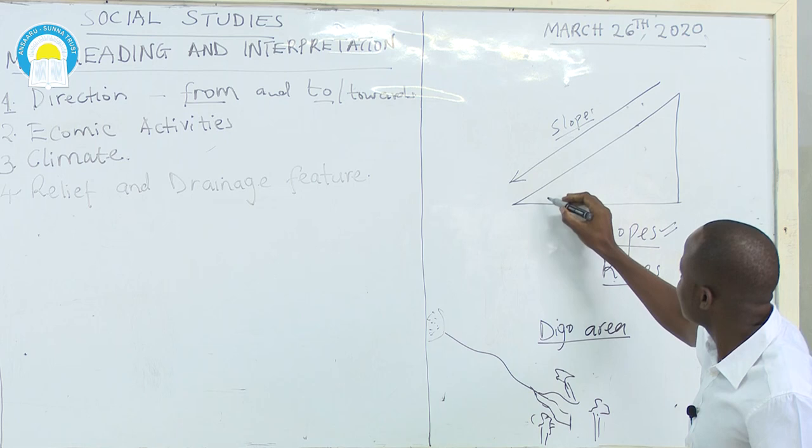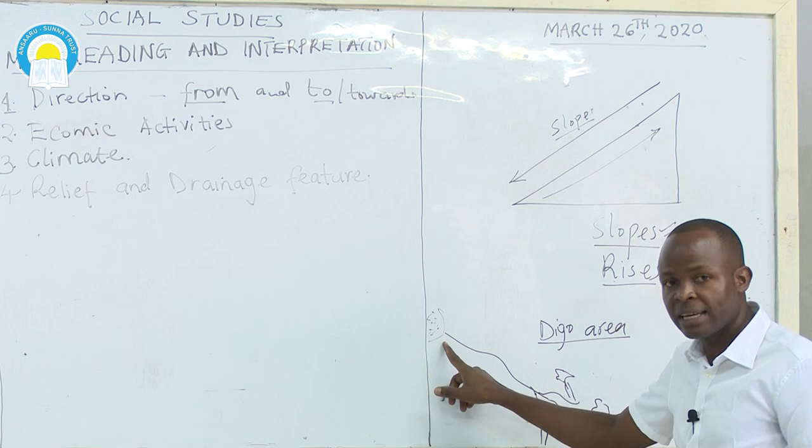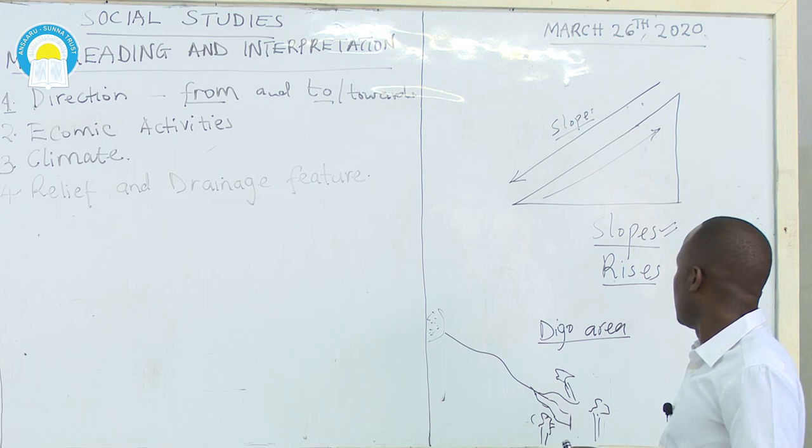So you'll check where that river is draining its water. That should be the lowest point. So your direction should start from where the river drains its water. I think that is well understood.